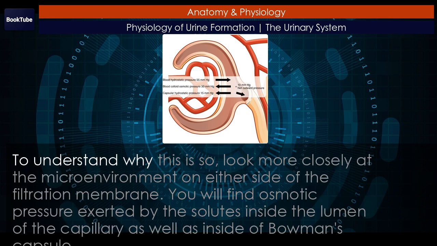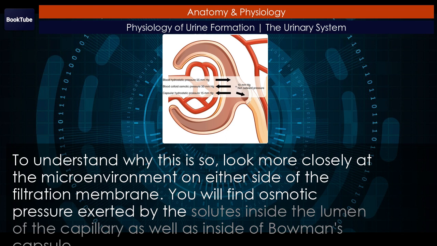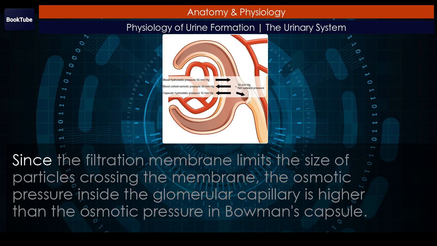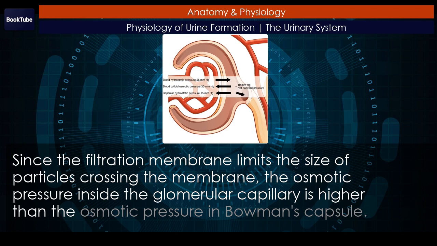To understand why this is so, look more closely at the microenvironment on either side of the filtration membrane. You will find osmotic pressure exerted by the solutes inside the lumen of the capillary as well as inside of Bowman's capsule. Since the filtration membrane limits the size of particles crossing the membrane, the osmotic pressure inside the glomerular capillary is higher than the osmotic pressure in Bowman's capsule.